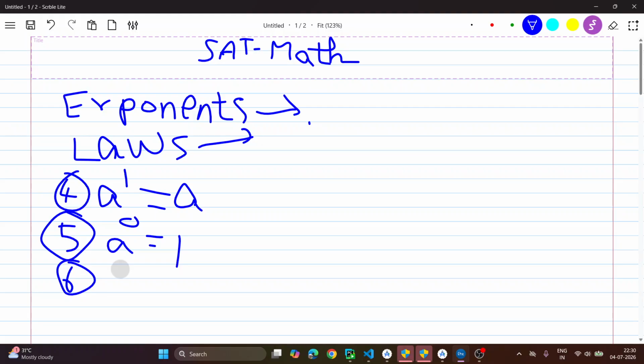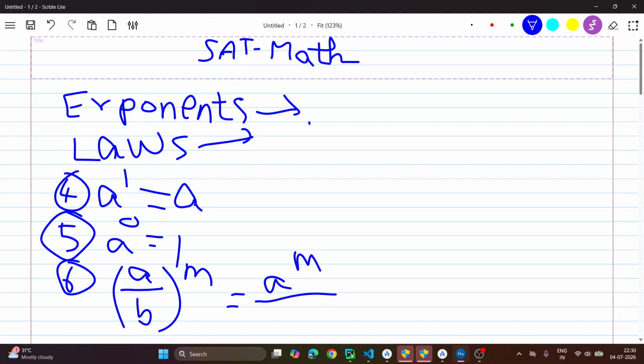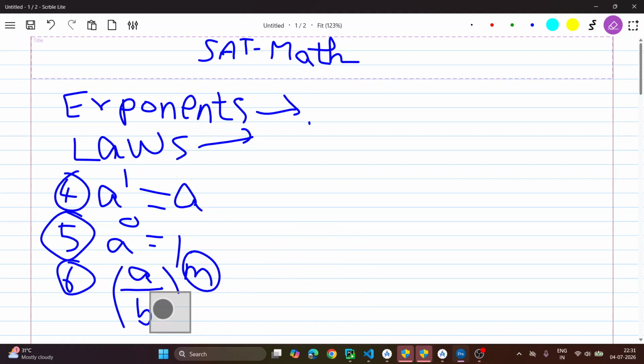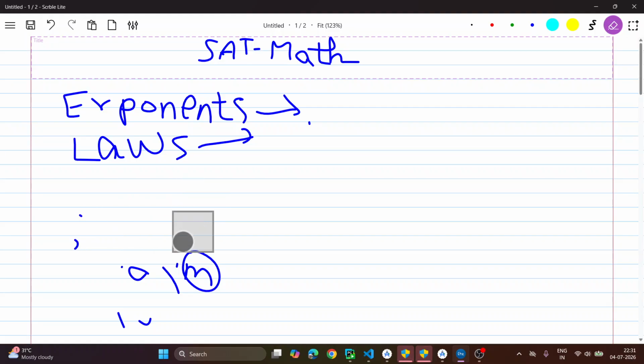So we have a by b, the whole power m. Now this is equal to a power m by b power m. Make sure these powers are the same as this. And you also see the brackets. I'll just erase these.